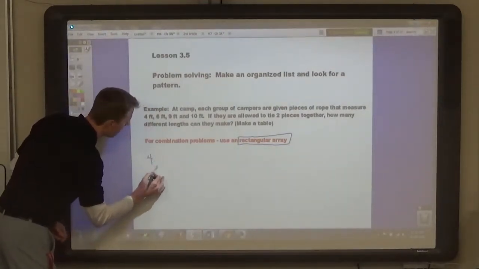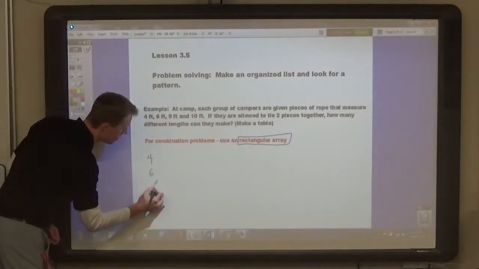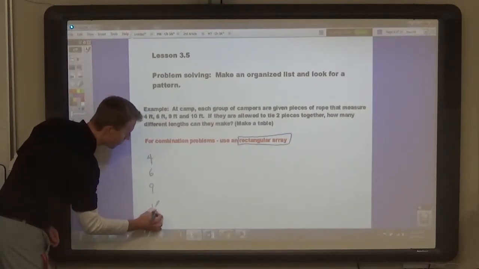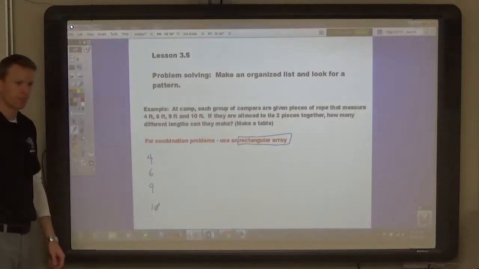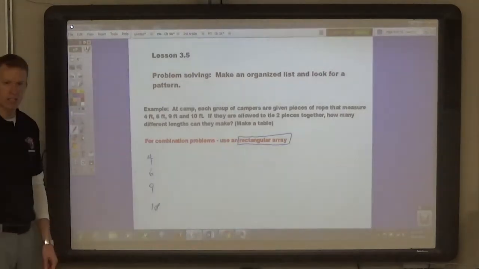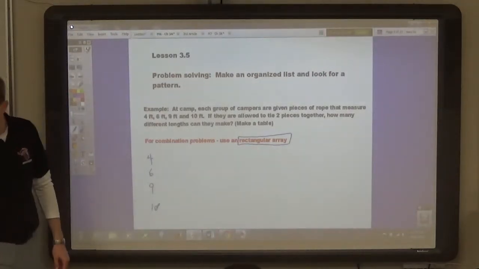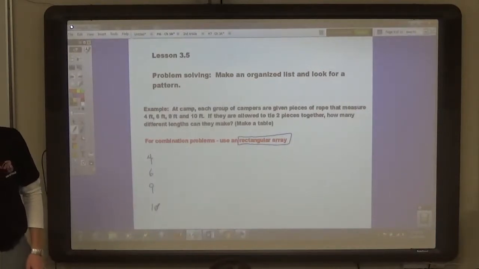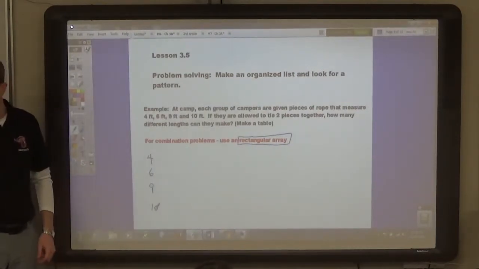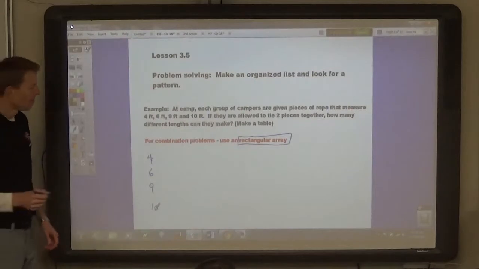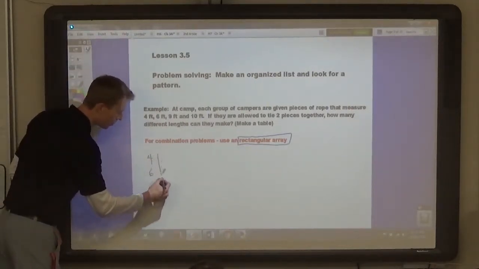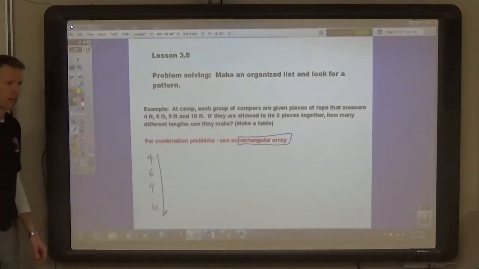4 feet, 6 feet, 9 feet, and 10 feet, right? So draw that on the side. Write that on the side of your notes. Follow along. Come on, guys. We're going to use those numbers in our combination.